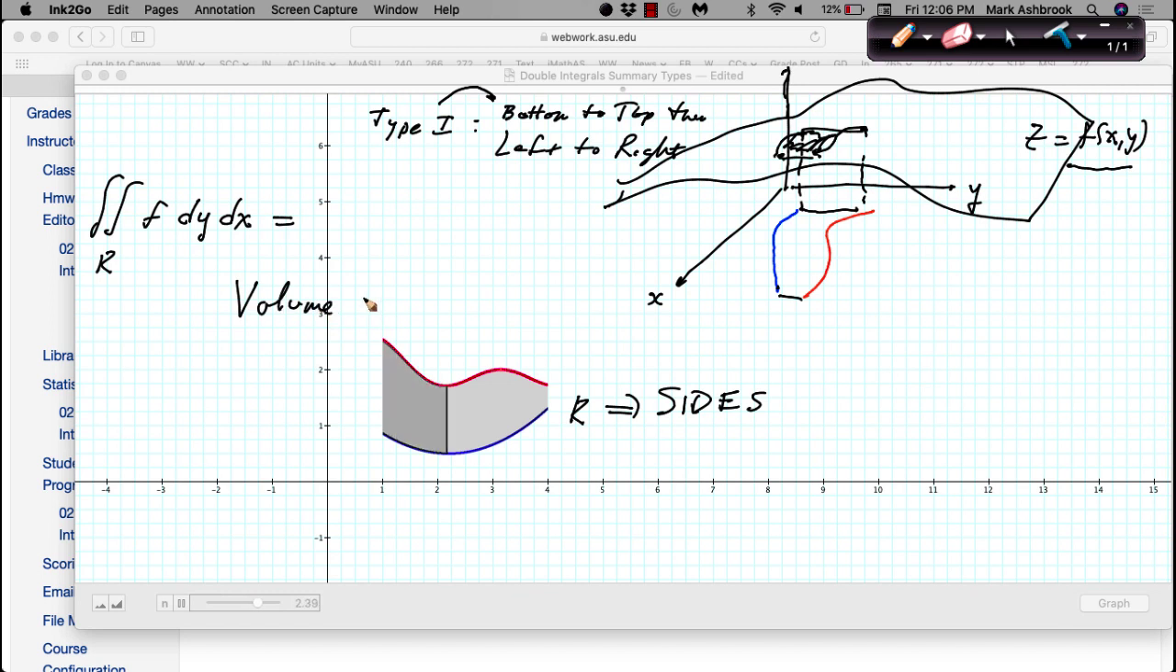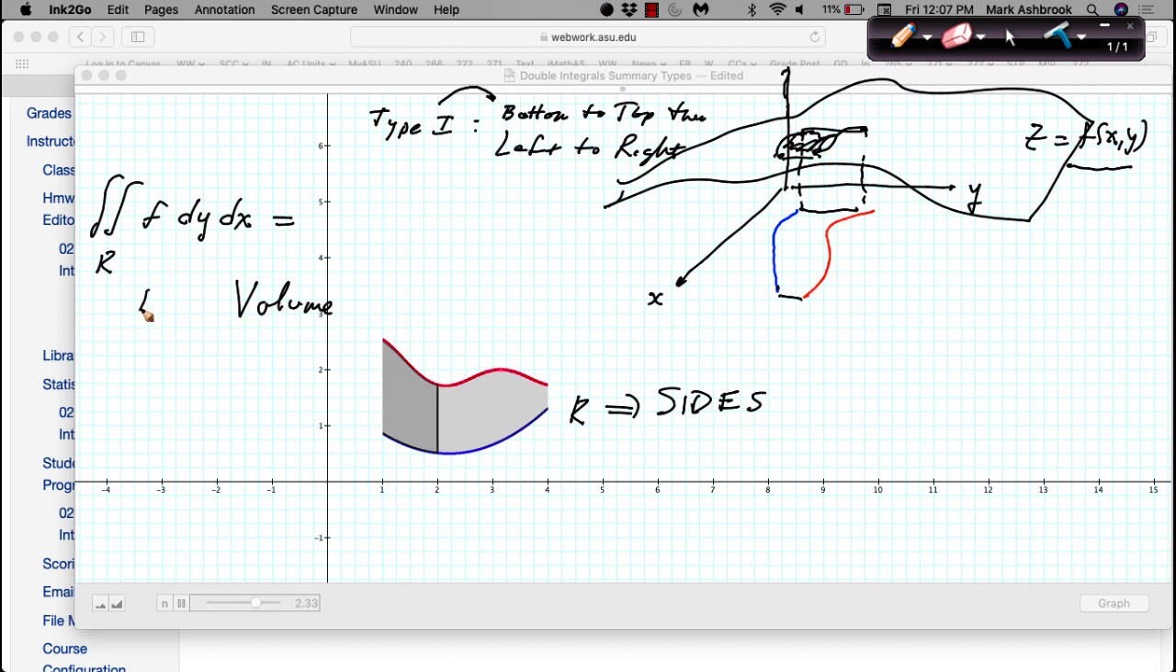I only get volume if what? It's volume only if the function values are always positive, greater than 0, for the xy coordinates inside our region. So in general, it's not volume. It could be volume if your surface is always above the xy plane. So what is it always? What can we always say it is?